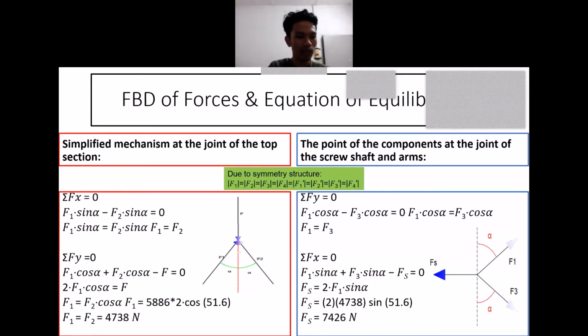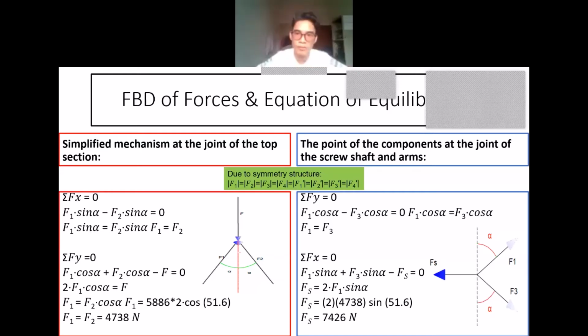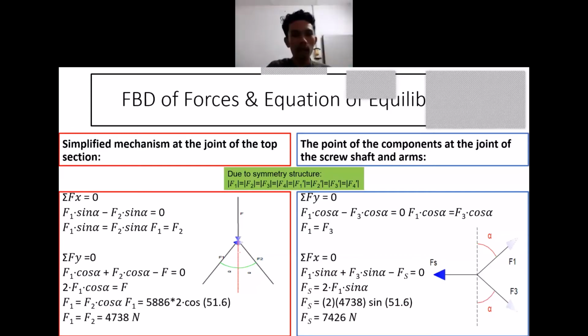So basically, the angle is decreasing at maximum rising height of the jack. Consequently, the maximum force is decreased. Since the maximum loading force will act at the minimum rising height of the jack, the design stress will be analyzed at that point. So, due to the symmetry structure, we can conclude that modulus F1 equal to modulus F2, equal to modulus F3, equal to modulus F4, and equal to modulus F1 prime, modulus F2 prime, modulus F3 prime and modulus F4 prime.